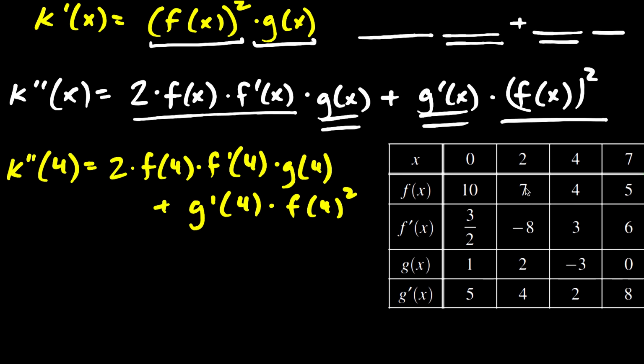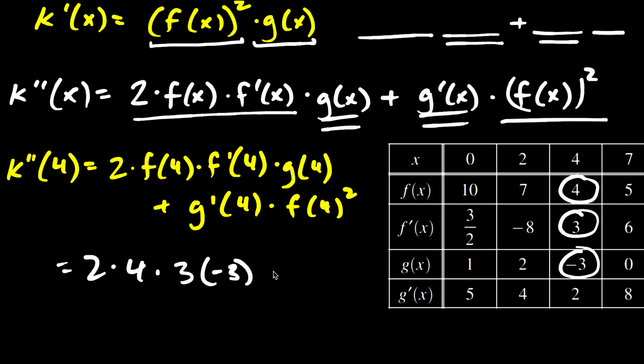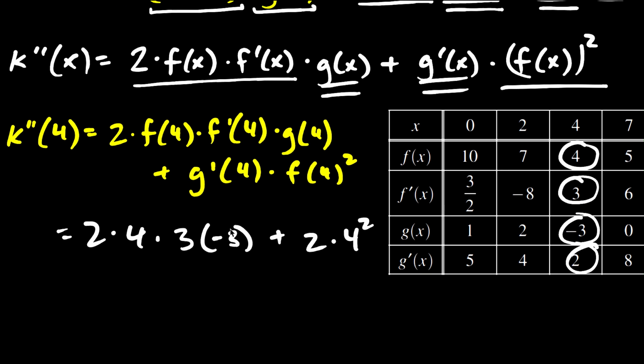So looking at the chart, we have 2 times f of 4, which is 4, times f prime of 4, which is 3, times g of 4, which is negative 3, plus g prime of 4, which is 2, times f of 4, which is 4, squared. Now, we don't need the actual value because we're determining concavity. We just need to know if this is positive or negative, but this is simple enough where we can go ahead and find those values.